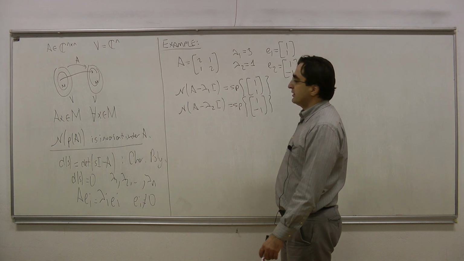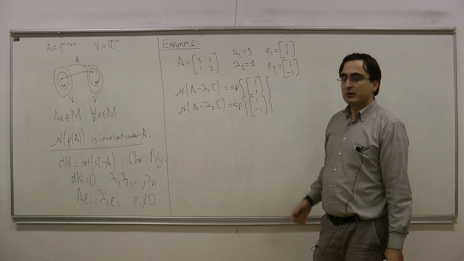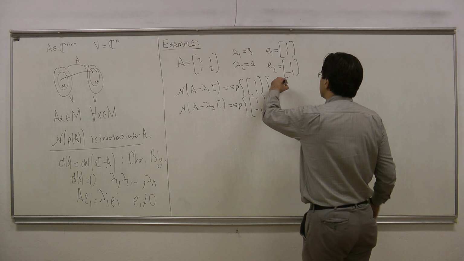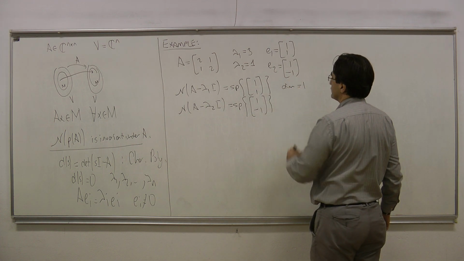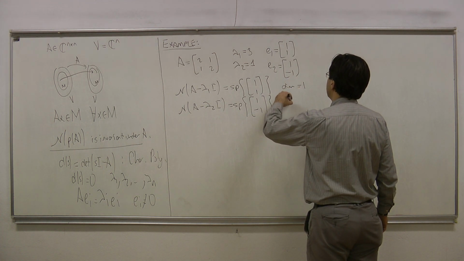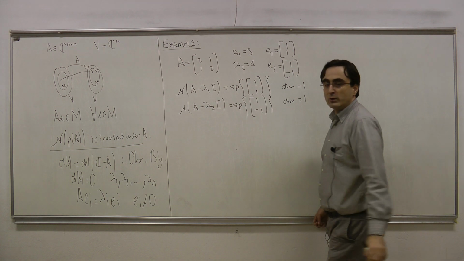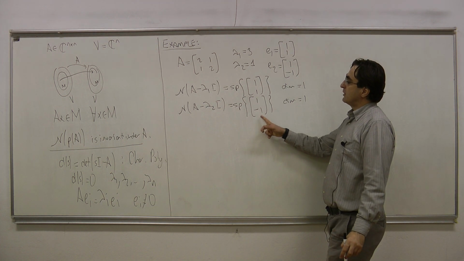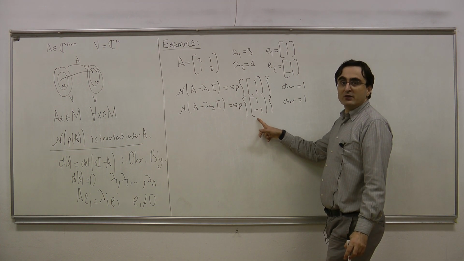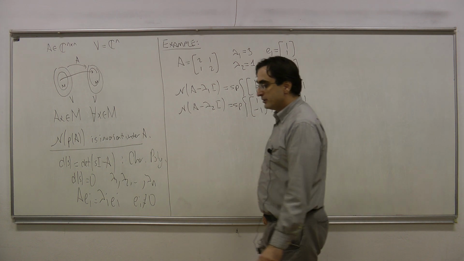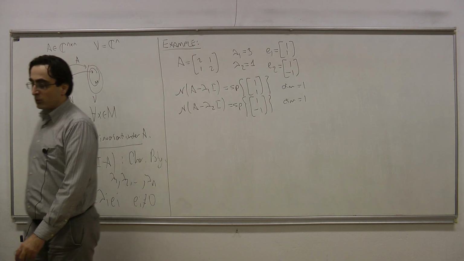So they should be invariant under A. Okay? What about the dimensions of this? Dimension of this one is 1. And the dimension of the second null space is 1, because their basis vectors are composed of only one vector, one linearly independent vector. So their dimensions are 1.